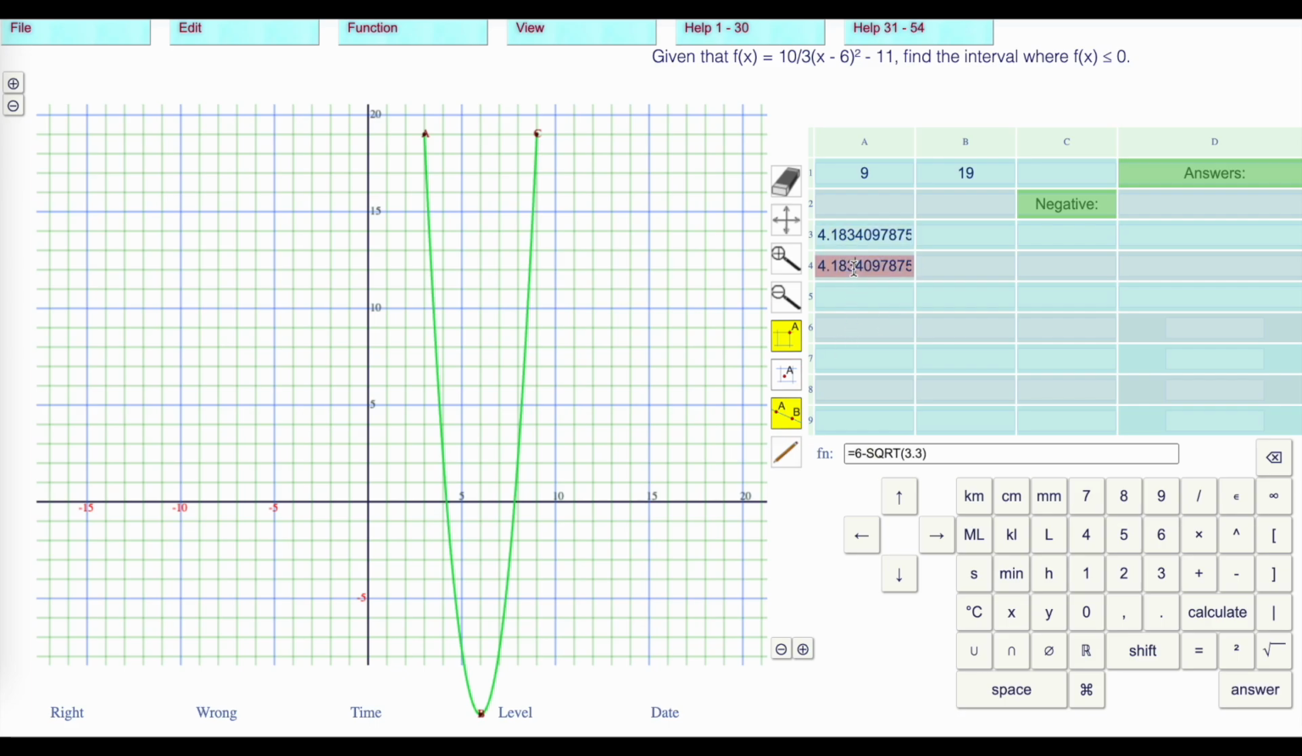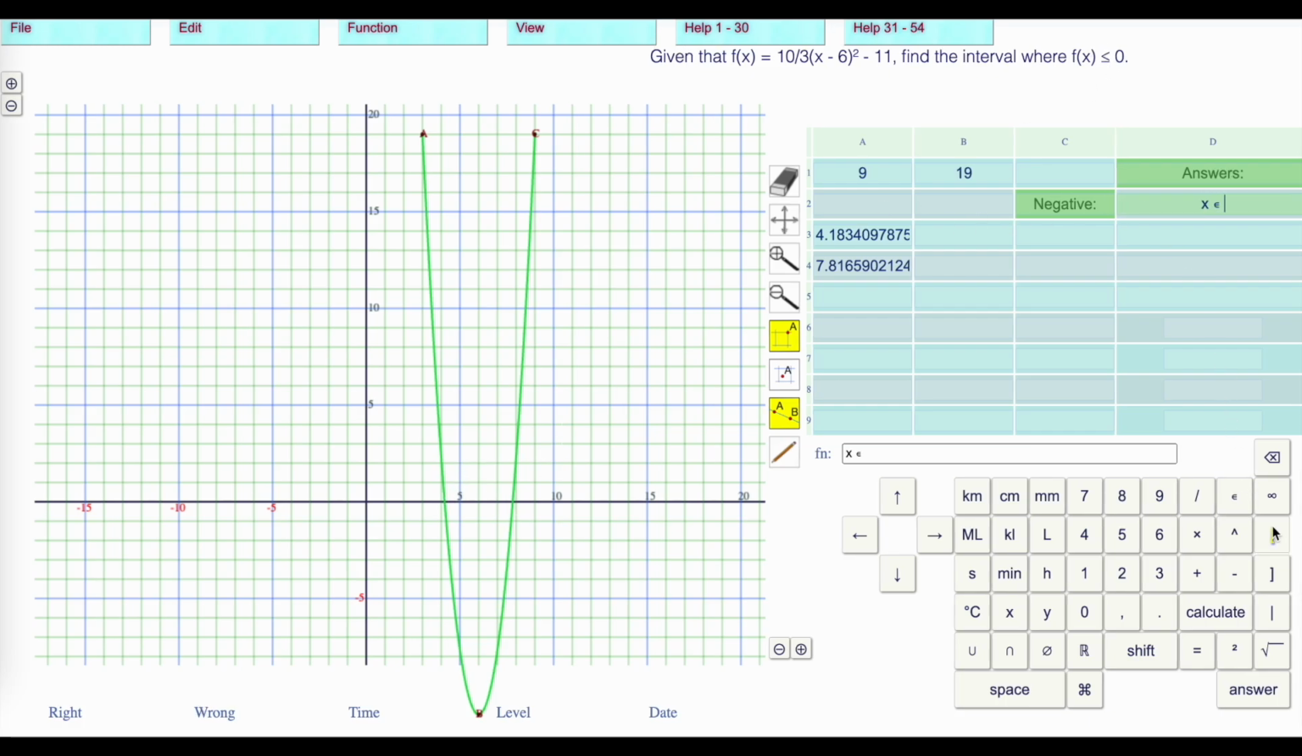Then fill that down and change the minus square root to plus square root. That gives us 7.81659. That also makes sense. When is this negative? Well, it's negative between these two values. X is a member of from 4.18341 to 7.81659. Put acceptable brackets on either end, and then we press answer to see if we are right. It's negative from here to here.